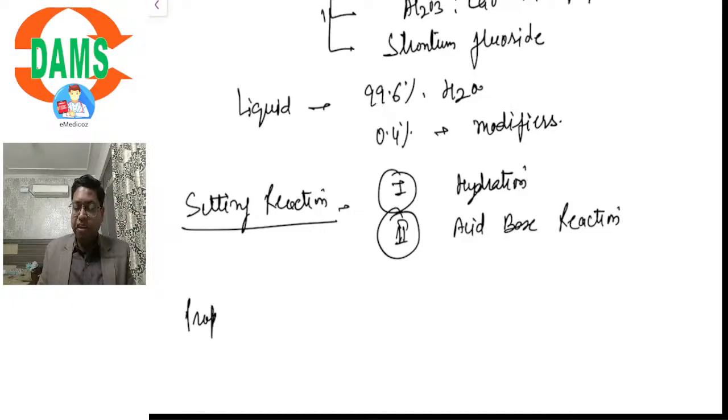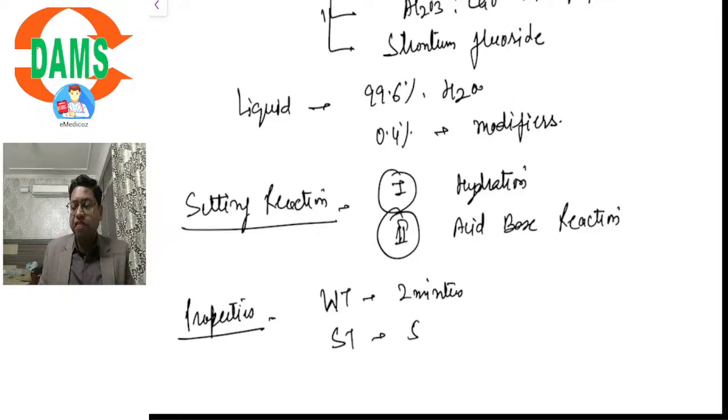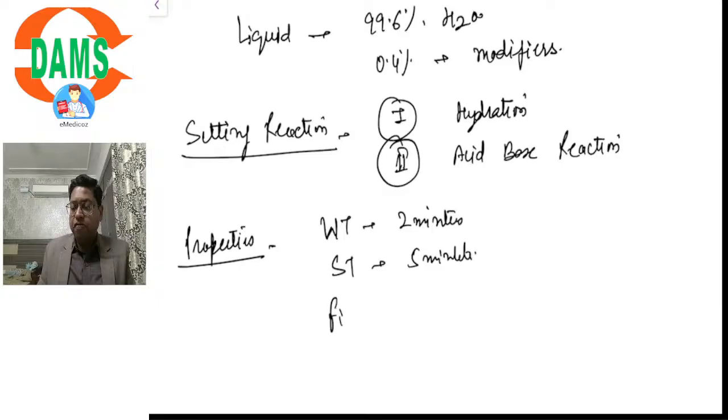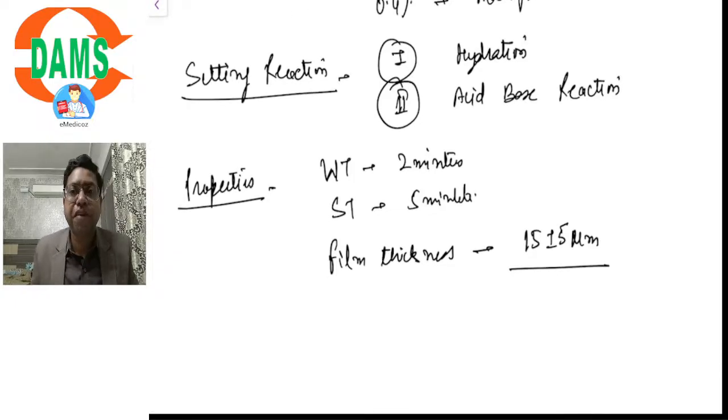If we talk about properties, the working time is 2 minutes. Setting time is 5 minutes. If we talk about film thickness, this cement has one of the lowest film thicknesses, 15 plus or minus 4 or 5 microns.